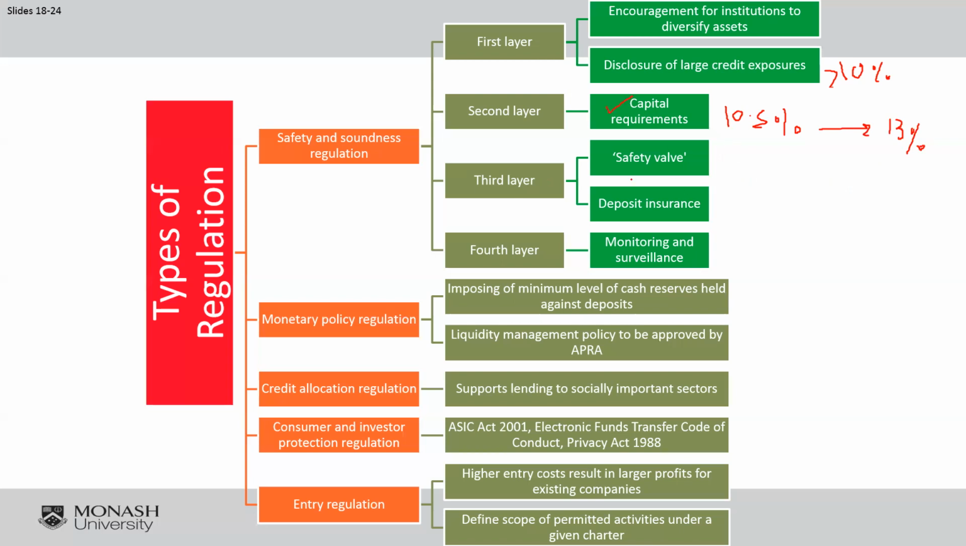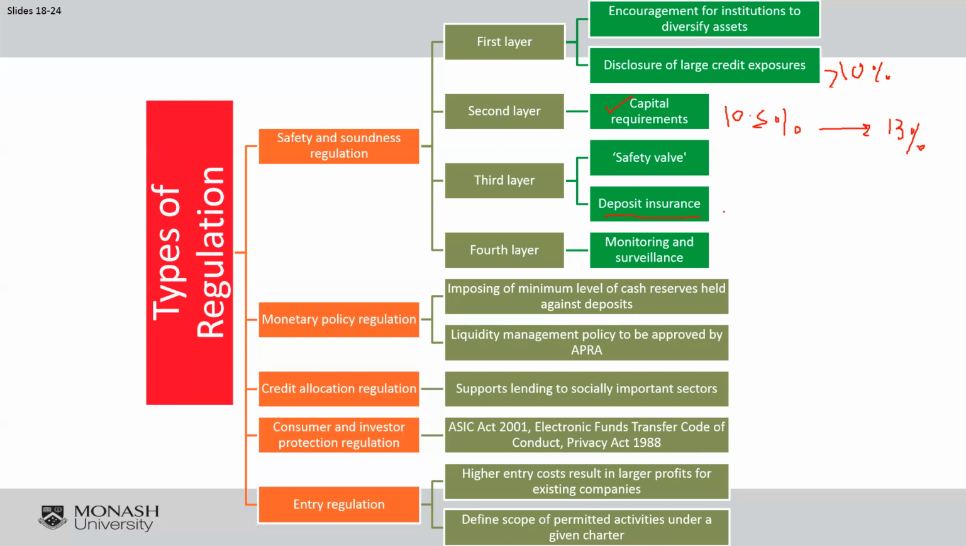Now, the third layer is the safety valves. And what is this safety valve? It's actually deposit insurance. They have already introduced deposit insurance in this country to prevent bank runs. So every depositor in this country, and Australia, in the US, and so many other countries, if the bank collapses and they don't have any money, the deposit insurance scheme, which in this country is called PIDM, will pay you up to 250,000. And in this way, there is some stability in the market.